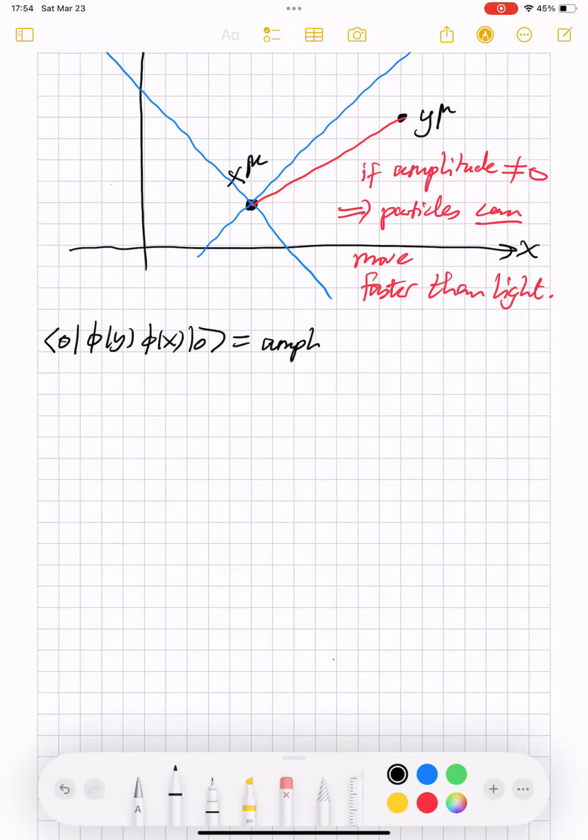this is the amplitude that a particle created at x^μ is detected at y^μ.